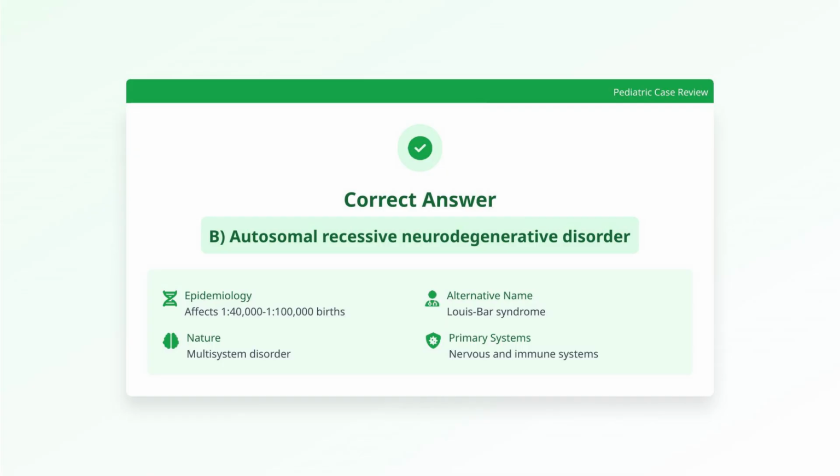Ataxia telangiectasia is an autosomal recessive neurodegenerative disorder affecting approximately 1 in 40,000 to 1 in 100,000 births worldwide. It is a multi-system disorder that primarily affects the nervous and immune systems, with progressive cerebellar ataxia as a hallmark feature. It is sometimes referred to as Lewis-Barr syndrome.